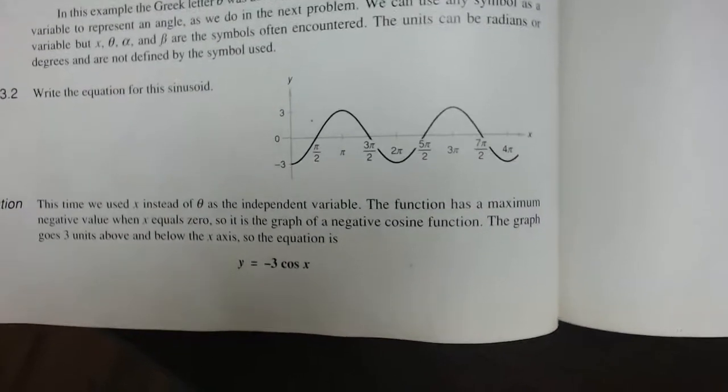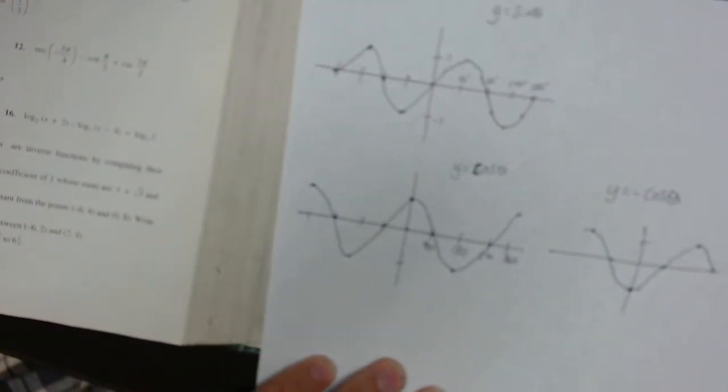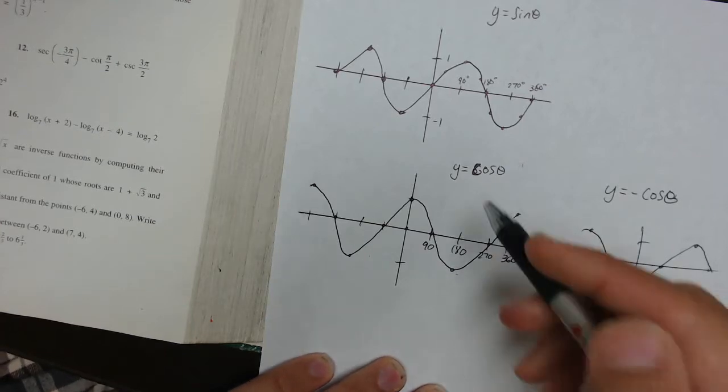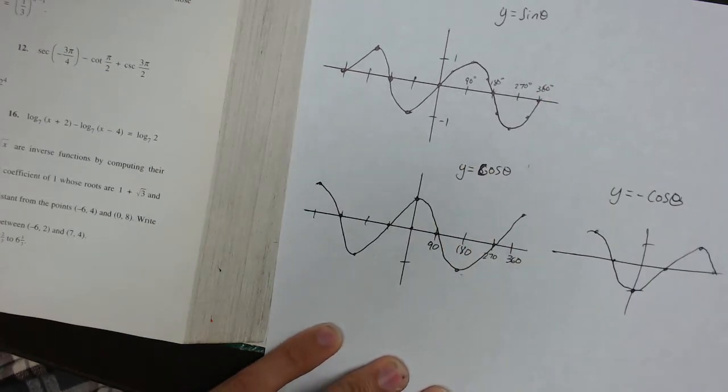And that's it for graphing sine and cosine. These are sinusoids. It's very, very valuable to memorize these two graphs right here, the initial graph of sine and cosine. If you can't remember them, it's really easy to reconstruct them using those simple rules.